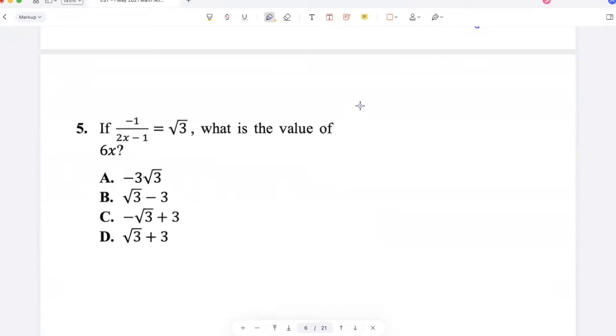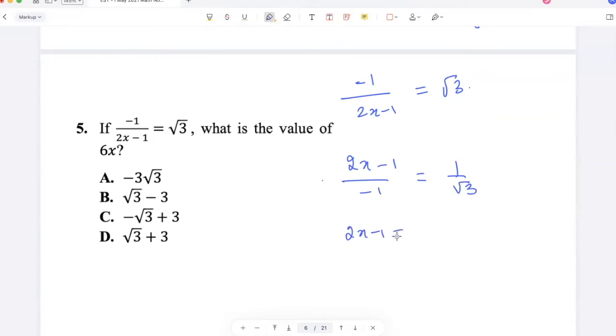If minus 1 by 2x minus 1 is root 3, what is the value of 6x? Okay, so minus 1 by 2x minus 1 is root 3. So I can say 2x minus 1 by negative 1 is 1 by root 3. So 2x minus 1 is minus 1 by root 3. So 2x is 1 minus 1 by root 3, which is root 3 minus 1 by root 3.